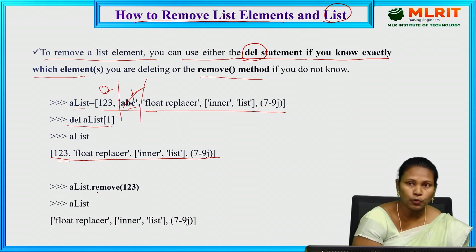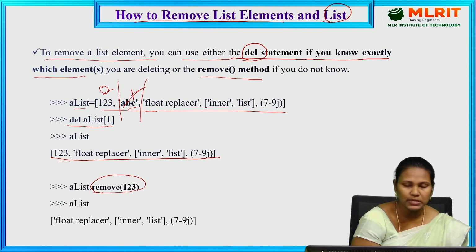And if you want to remove, the remove method is used whenever you don't know the index value. If you know the value, you can remove it. Remove of 1, 2, 3. So it displays the remaining things.